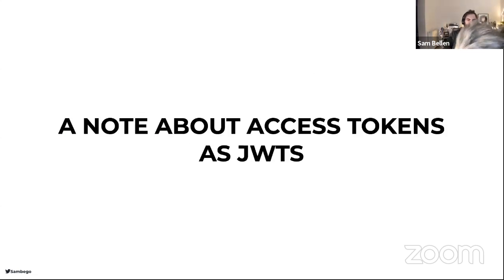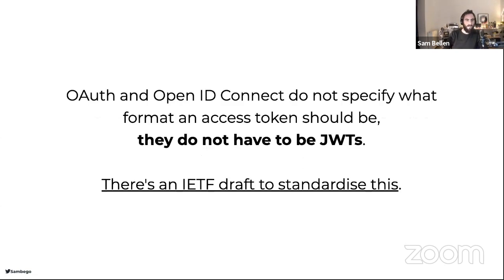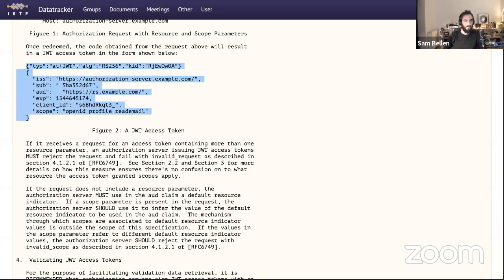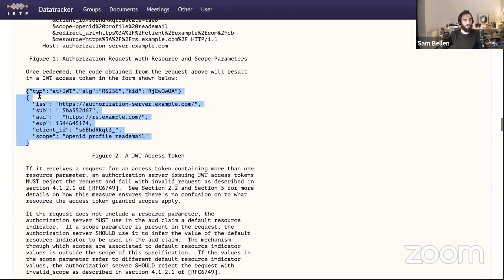So a little note about access tokens as JSON Web Tokens. OAuth and OpenID Connect do not specify what format an access token should be. They do not have to be JSON Web Tokens. They can be anything. A lot of people just use opaque UID strings as access tokens, and that's perfectly fine. There is, however, an IETF draft to standardize the way you can use JSON Web Tokens as access tokens. And if you would look at that, it would look a bit similar to the ones I showed before.